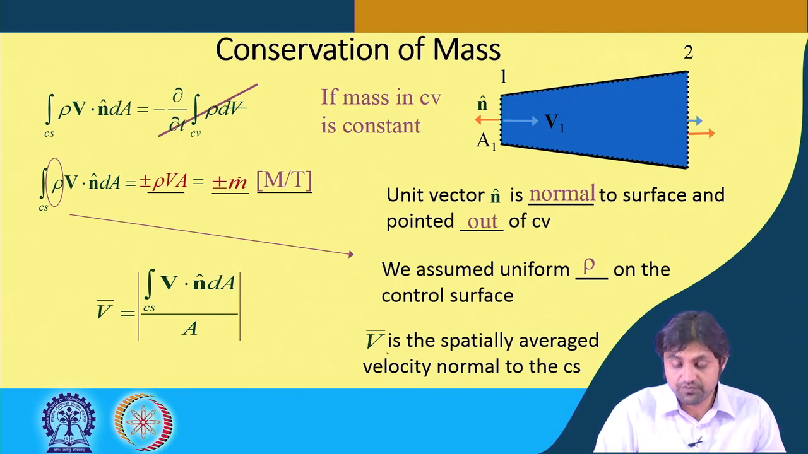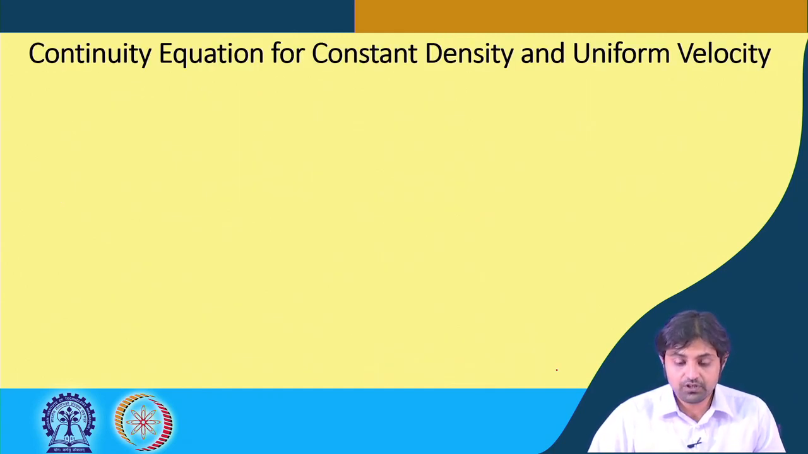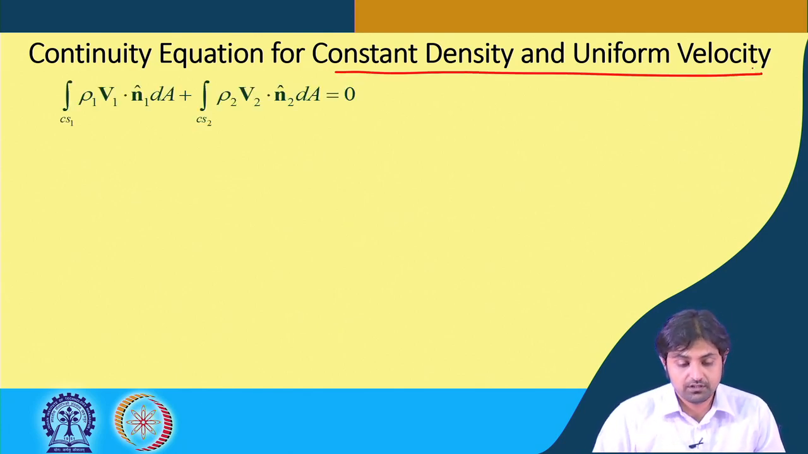Okay. So, v bar is the spatially averaged velocity normal to the cross section. This is important to note. So, now the continuity equation for constant density and uniform velocity.